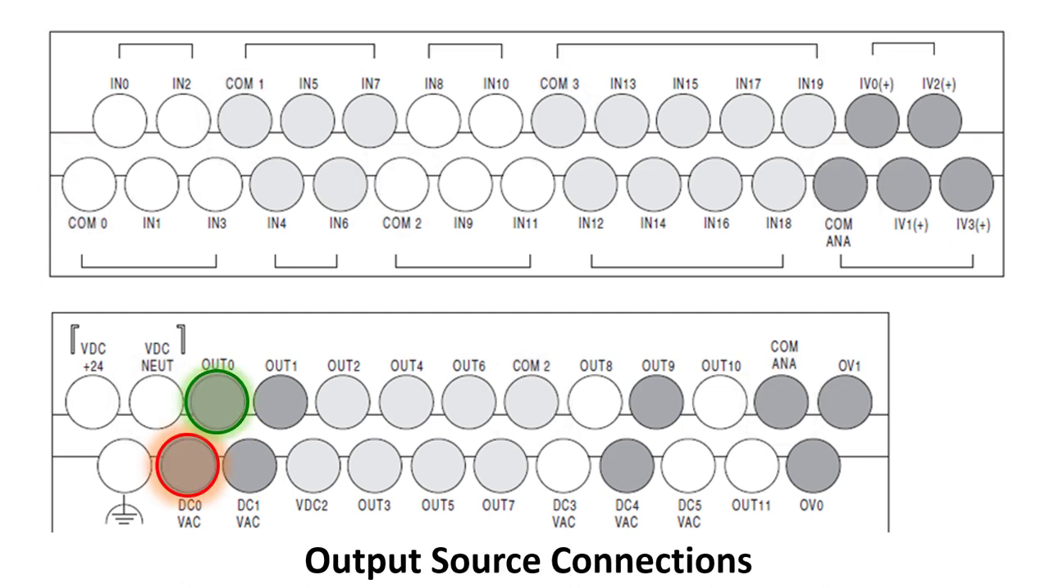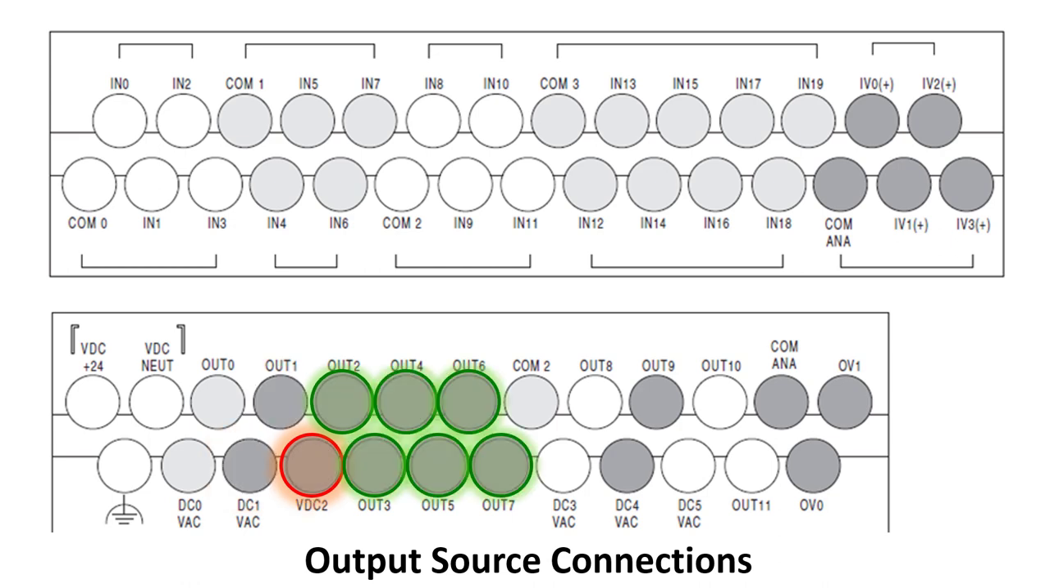Okay, for outputs, we have a number of isolations. Output 0 is totally isolated from all the rest of them. And DC 0, VAC, that's the common, if you want to call it that, for output 0. And it can be DC or AC. This group has the same characteristics, totally isolated. And you can wire it up as AC or DC. This group is strictly DC, VDC 2, output 2, 3, 4, 5, 6, 7. Six of them, and it can only be DC.